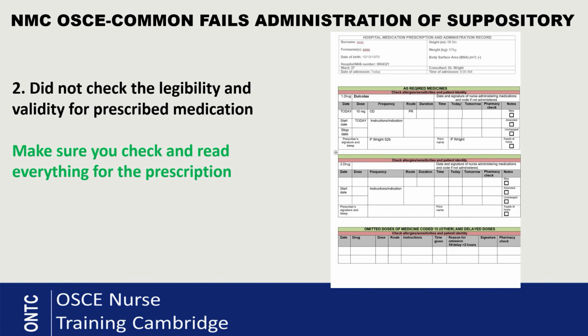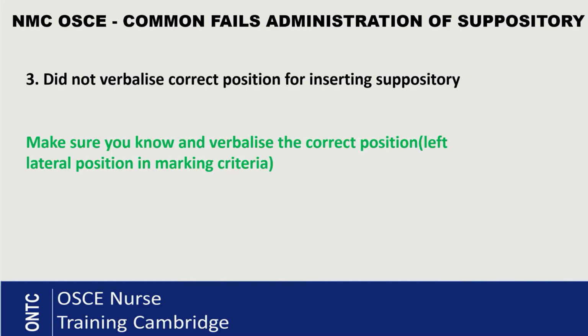It could be prescribed as once only. In this case, as on the screen, it is prescribed as required. So you've got the name of your suppository, the dose, and the date. You haven't got the duration, start date and end date, because it's as required, but you have got the prescriber signature and bleep number, so it's a valid prescription for as required, and that's fine. So make sure you read everything and verbalize. Moving on to the next one, did not verbalize correct position for inserting suppository.